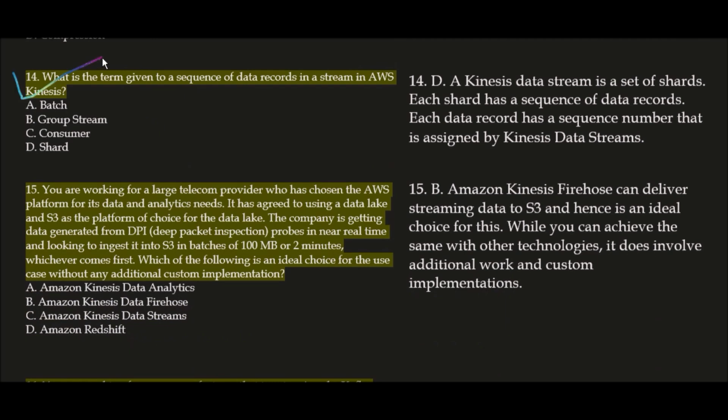What is the term given to a sequence of data records in a stream in AWS Kinesis? Option A, batch. Option B, group stream. Option C, consumer. Option D, shard. Correct answer here is option D, shard. Okay. A Kinesis data stream is a set of shards. Each shard has a sequence of data records. Each data record has a sequence number that is assigned by Kinesis Data Streams.